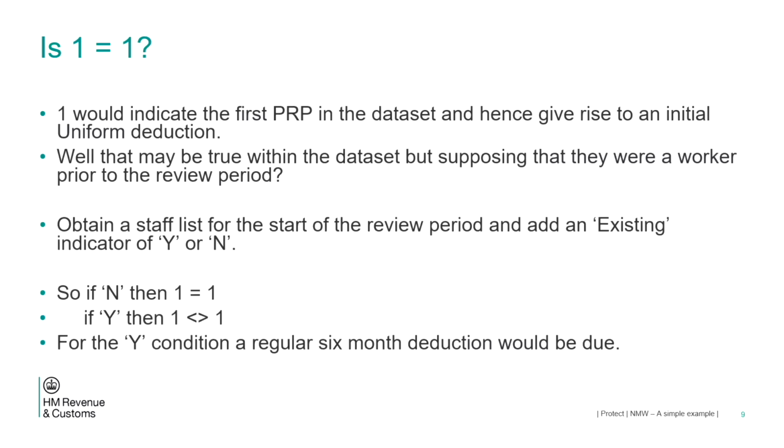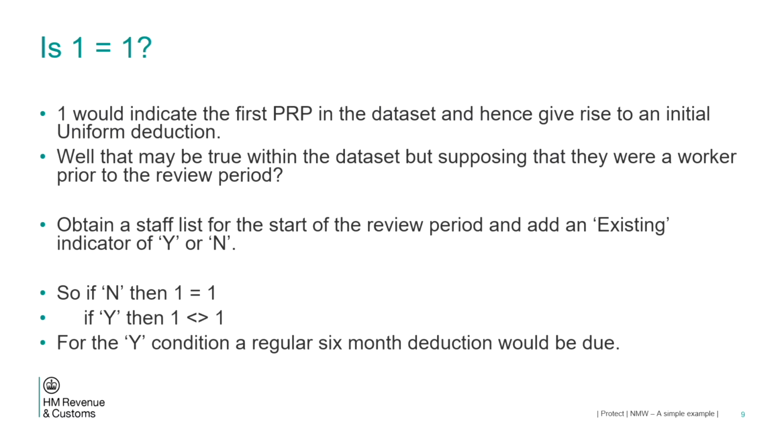So one would indicate the first PRP in the data set and hence give rise to an initial. Remember, the initial was higher than the 6-monthly top-up. Well, it may be true, but supposing they were there already. So then you're into getting a staff list at the start of the review period. Are they there? So for this one, you'd have to add an existing indicator, yay or nay. Do they exist? Don't they exist?